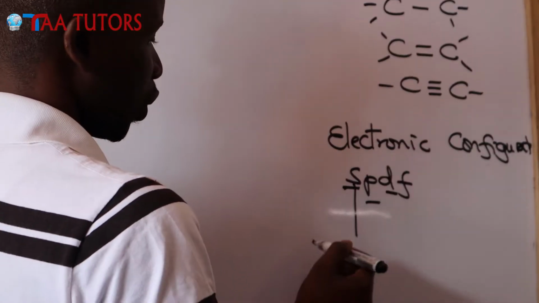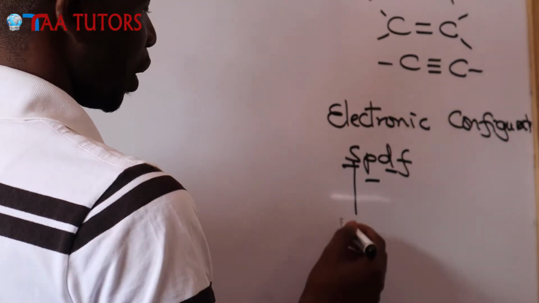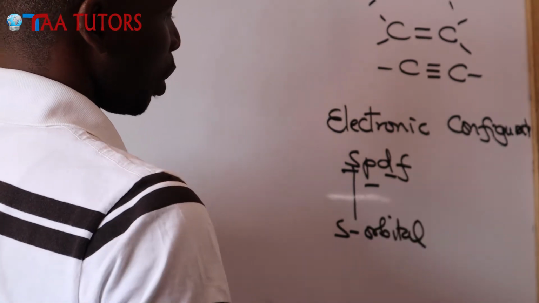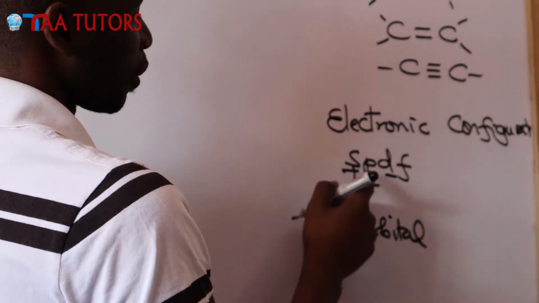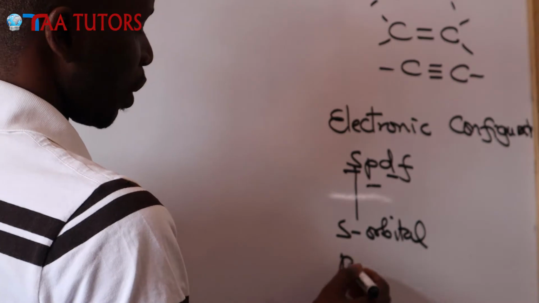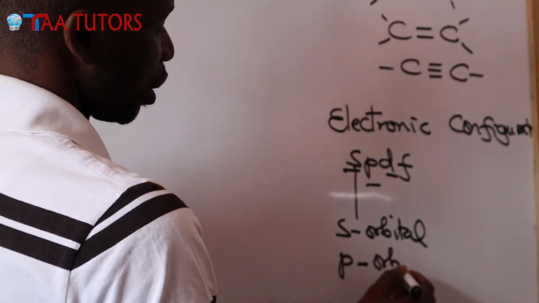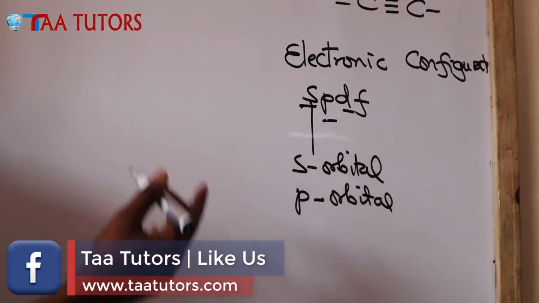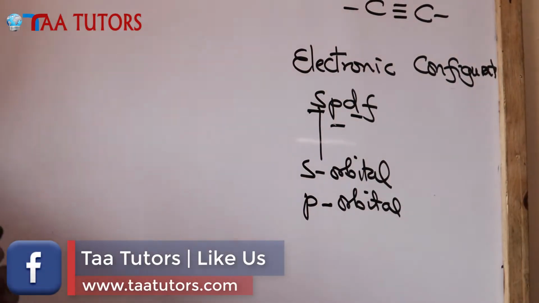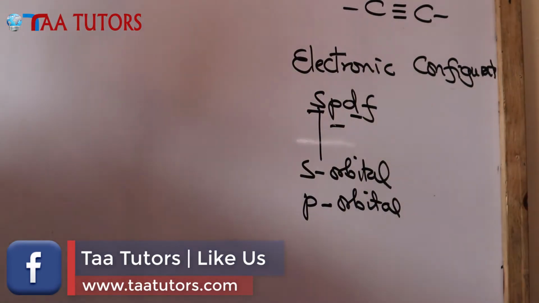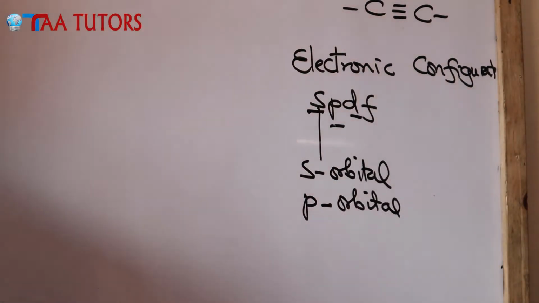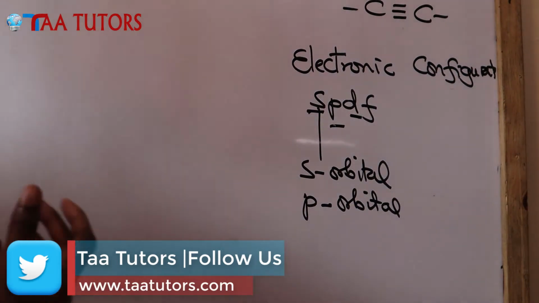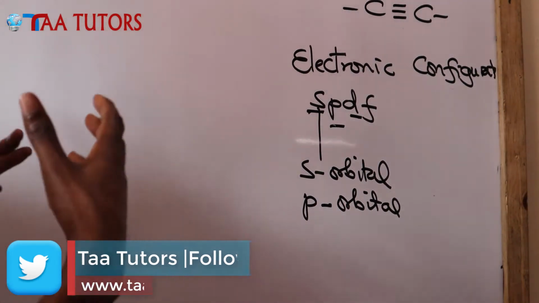There is only one orbital in the S subshell, and we are going to call it the S orbital. The orbitals found inside the P subshell, we are going to refer to as the P orbitals, and then the D orbitals, the F orbitals, and so on. We want now to look at these orbitals. How do they overlap when we have covalent bonds coming in?